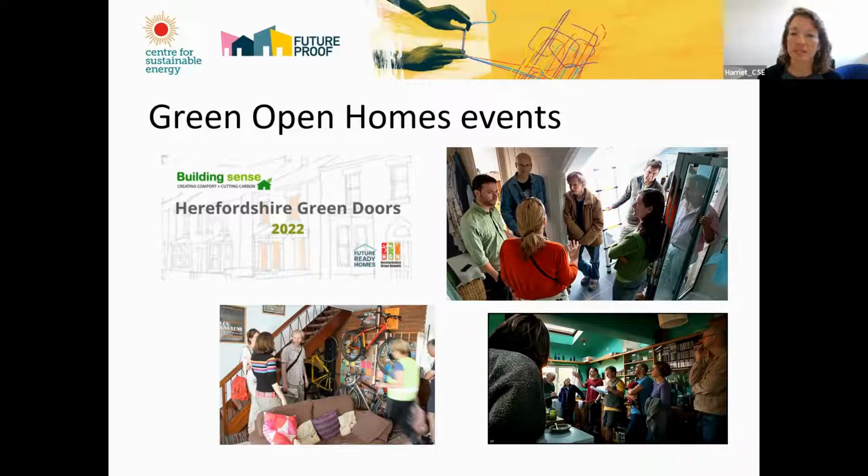And these can be run on different scales, so you might just have 1 or 2 homes in your community, or it might be that there are quite a few households spread across a few neighbouring villages. We all know that people love to be able to go into someone else's home and have a nosy around, so these can prove really, really popular.